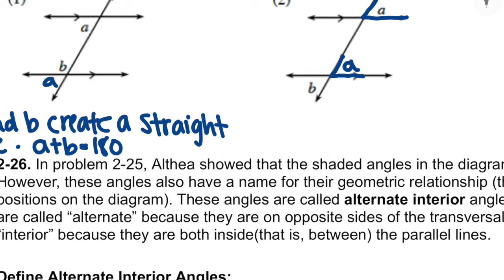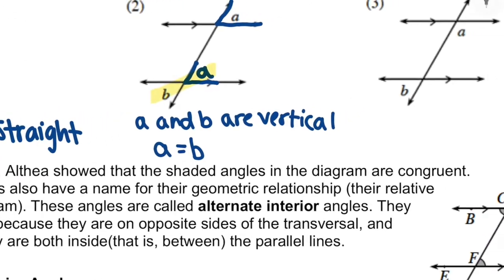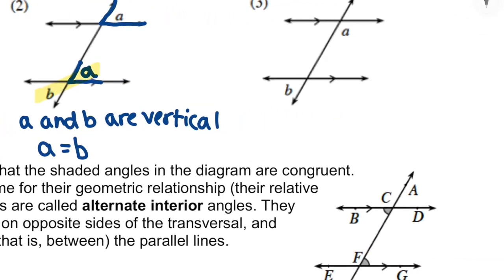So we know that A and B in this picture is different than the first one because they are vertical. So we're going to write A and B are vertical. And we know that vertical angles are always equal. So A equals B. And that's something that you could have used your toolkit to help you with. So we've got some information. This is helping somehow. We'll get there soon, I promise.